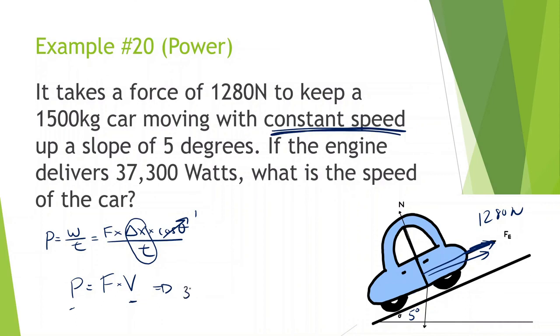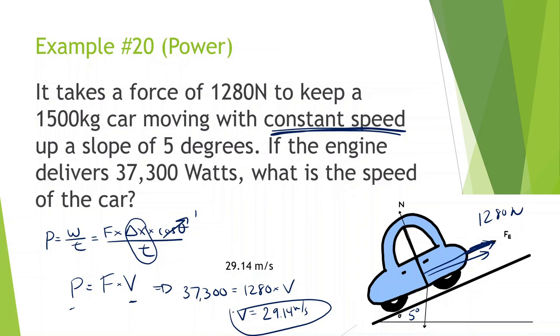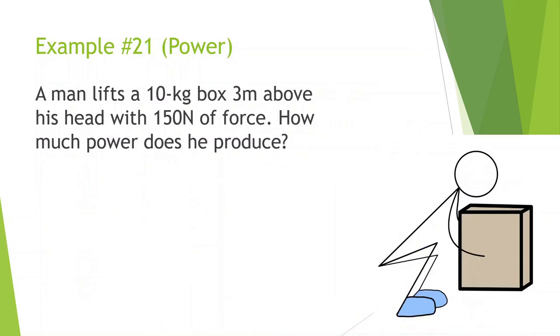So let's figure that out. Power is equal to 37,300. Force is 1280 times the velocity. And velocity is equal to 37,300 divided by 1280, which is 29.14 meters per second. Okay. All right, last one here.